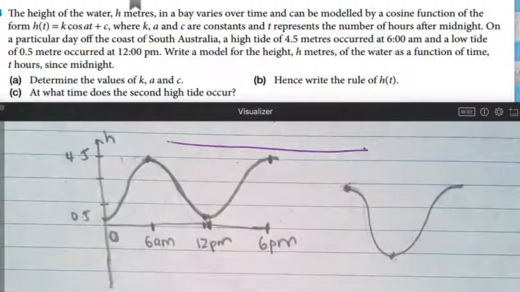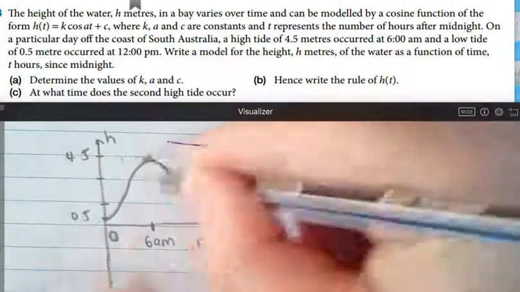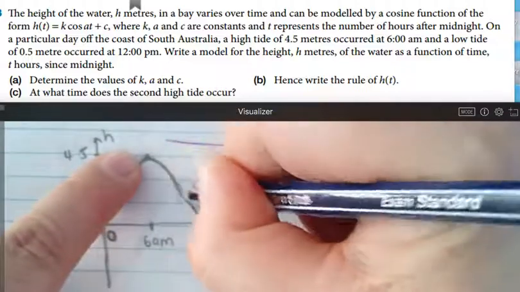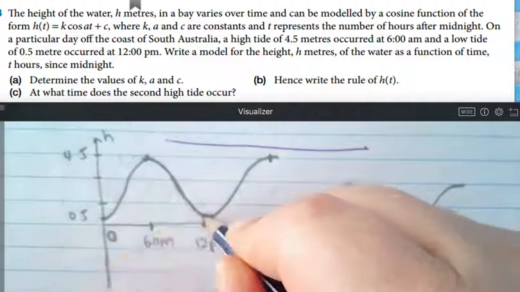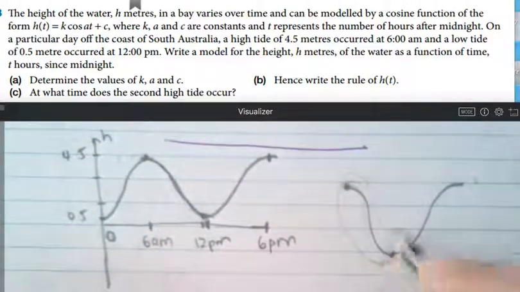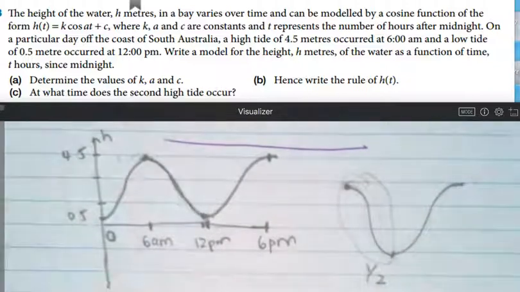All right, so are you okay with that? This is what I started with. I started up here at 4.5 meters. Low tide is the low point of your graph. So therefore, if I know that's a complete curve, this section is half my graph.